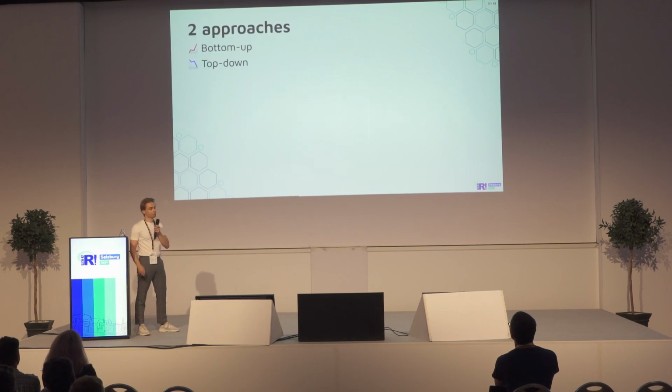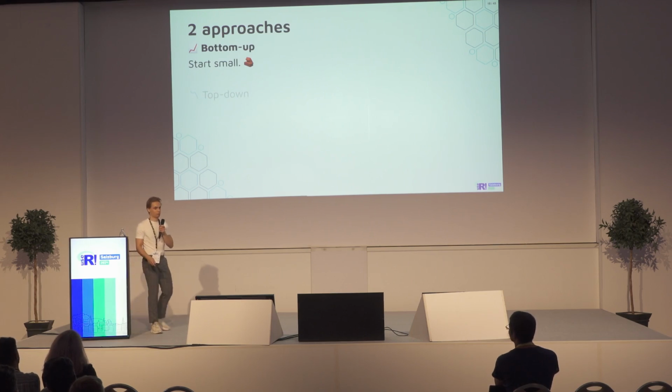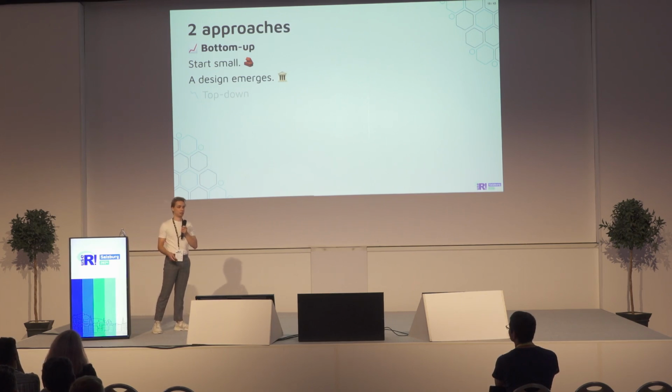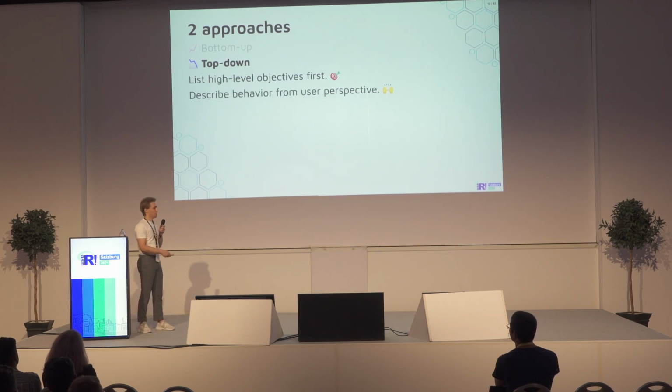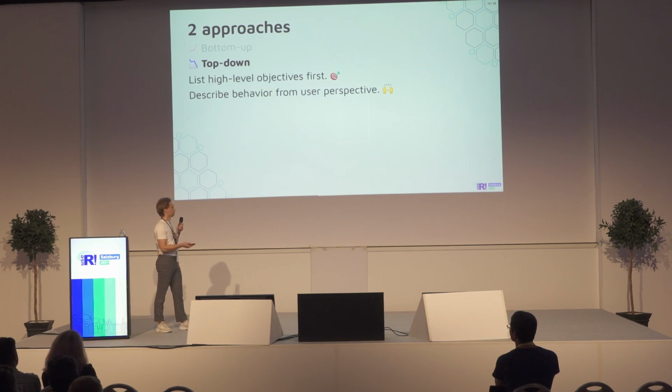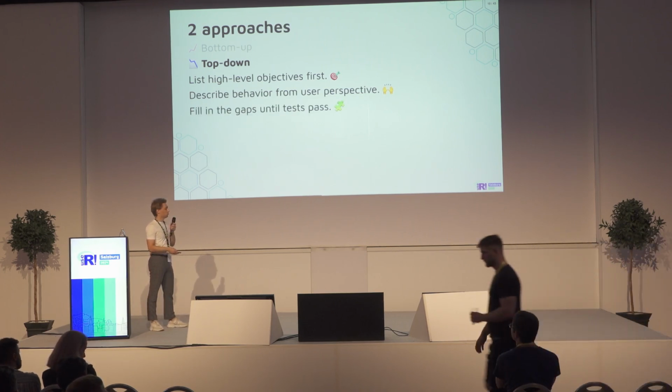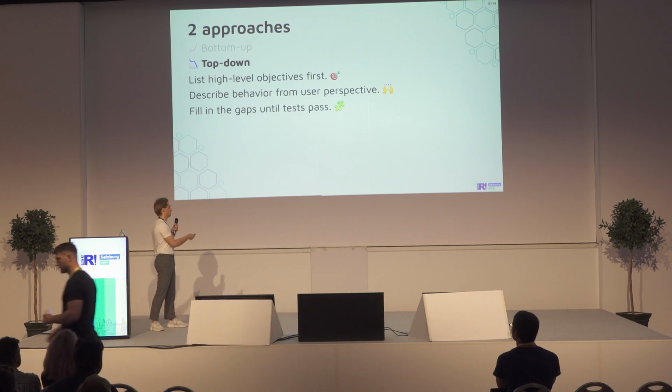There are two approaches. Bottom-up is where we start small, with the smallest part of the problem that we can solve. And we build our solution and let the design emerge from those small steps. The other approach is opposite. We start from top down. We focus on high-level objectives first. If we are developing a Shiny app, those high-level objectives can be behaviors of our users that we want them to be able to do in our app. So then we fill in the gaps until tests are green.